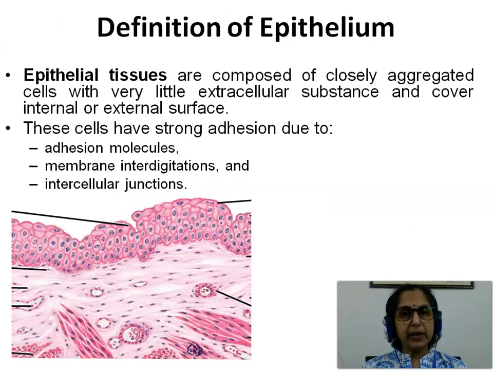Now, how do we define epithelium? So, epithelial tissues are composed of closely aggregated cells with very little extracellular substance, and they cover internal or external surface. Now these cells have strong adhesion due to adhesion molecules, membrane interdigitations and intercellular junctions.